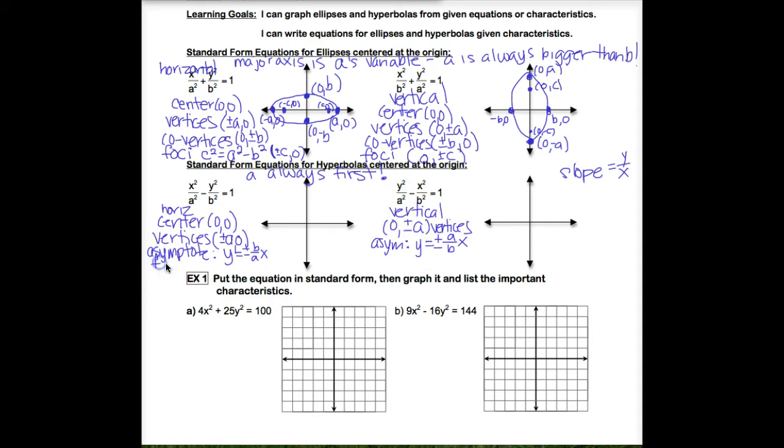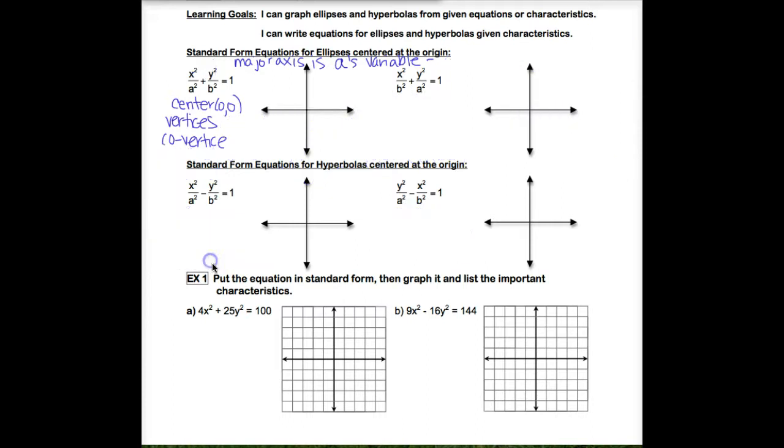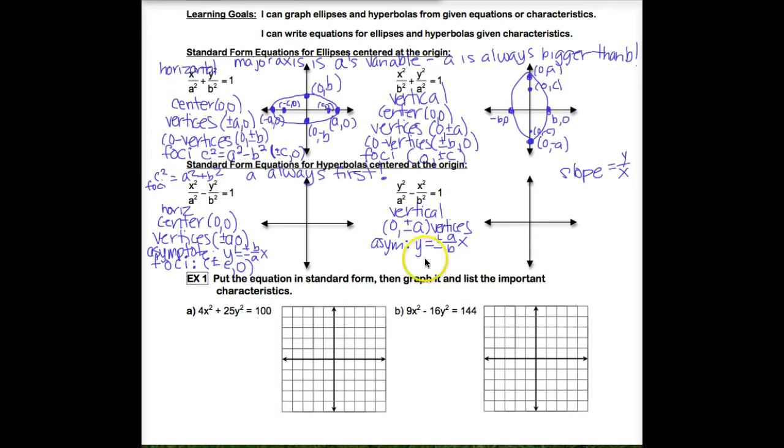Then you're also going to have foci here. Different equation though. Here c squared equals a squared minus b squared. Here your foci look just like the Pythagorean theorem. c squared equals a squared plus b squared. So in this case, your foci, because it's horizontal, are going to be at plus and minus c, 0. And over here, they're going to be at 0, plus and minus c.